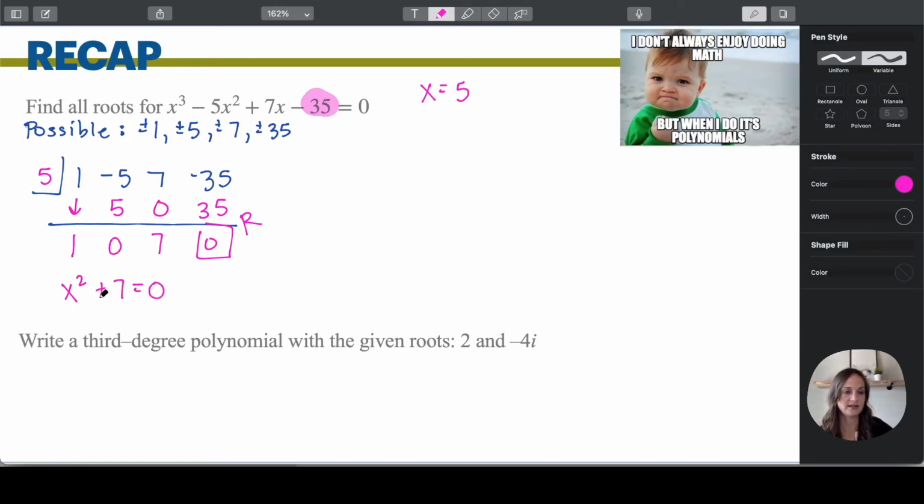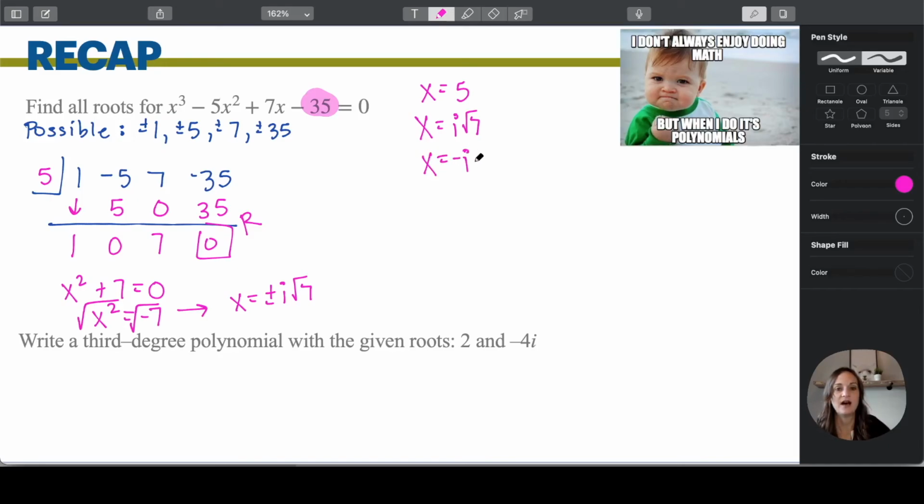There was no x. So we can now solve this by subtracting 7 on both sides and then getting rid of the square by taking the square root of both sides, and we'll get x equals plus or minus i square root of 7 because there was a negative. So we know that x equals i square root of 7 is a 0, and think about the conjugate theorem that we just discussed. Negative i square root of 7 also is a 0.